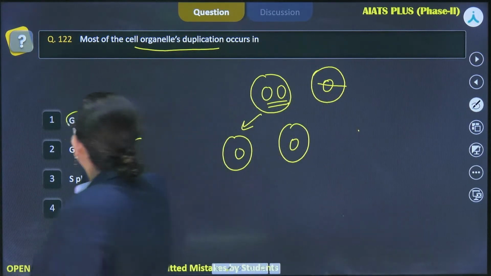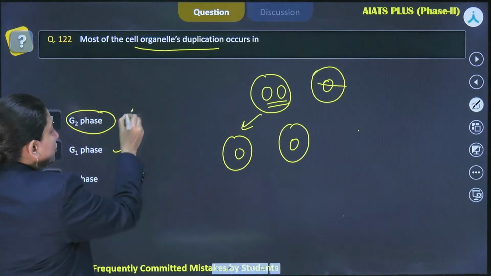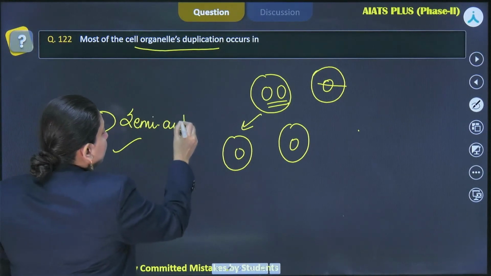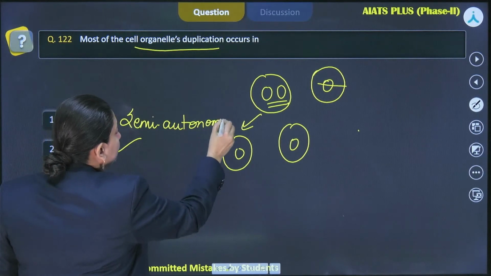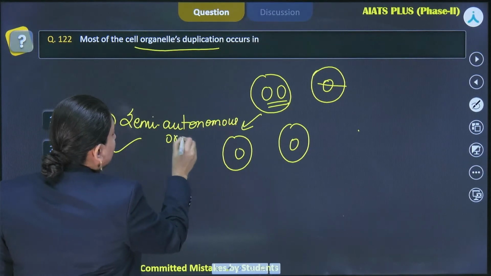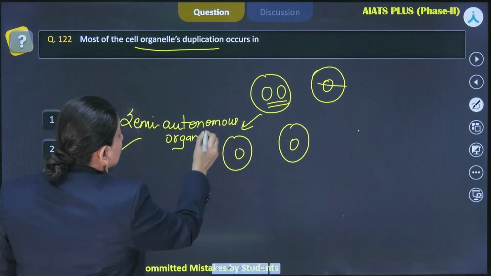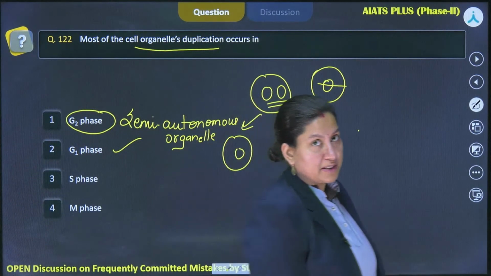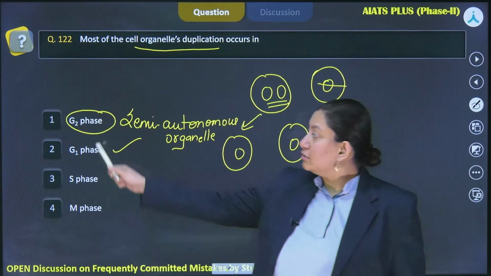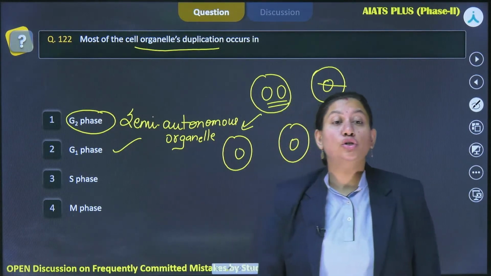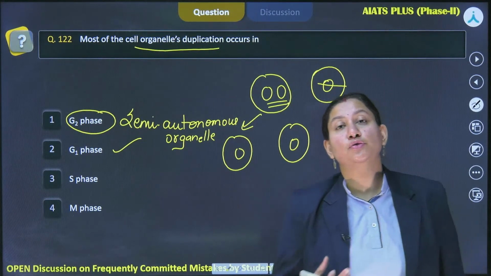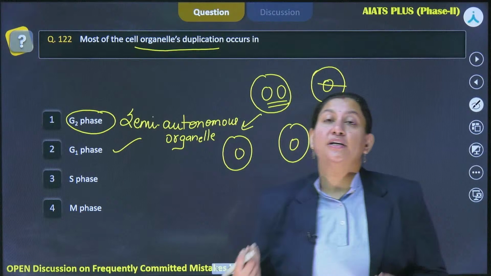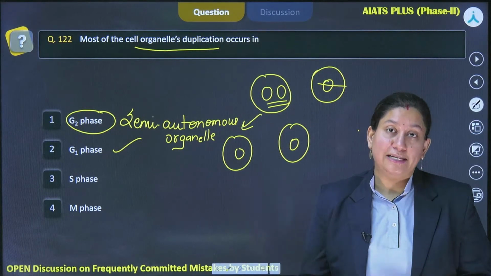When we talk about the G2 phase, over here the duplication of semi-autonomous organelles occurs. That means we are referring to the mitochondria, chloroplast, and one more which is not a semi-autonomous organelle, and that is Golgi complex, right? This duplication occurs during G2 phase, and it is also characterized by the synthesis of a very special protein, that is tubulin protein, which helps in the formation of spindle fibers later in the M phase.